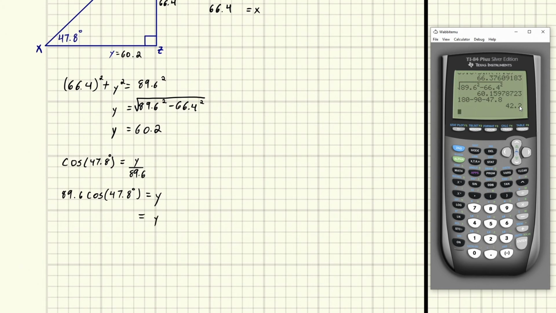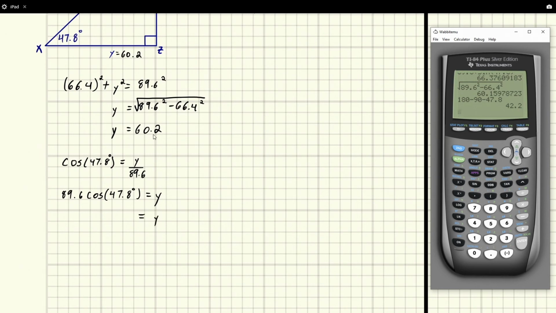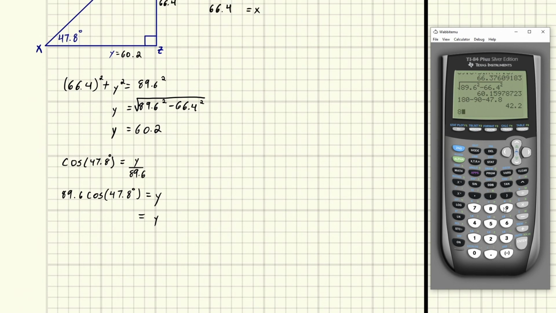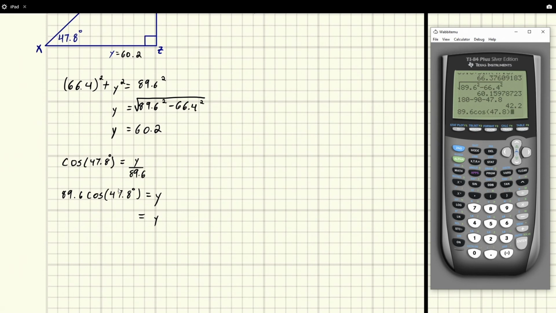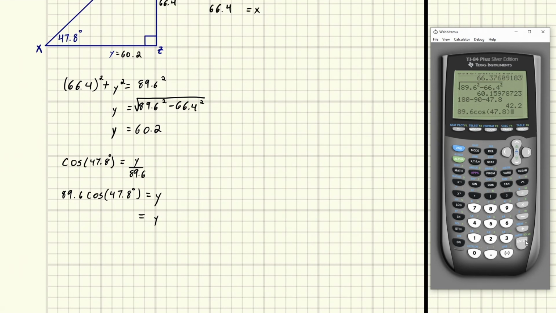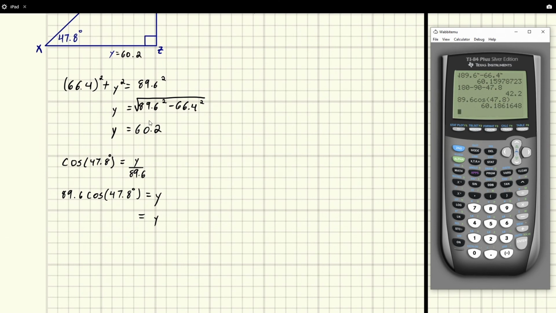So for y, we expect to get out the same thing, right? And if we do, then we're confident that we didn't make a mistake. So we're going to check this: 89.6 cosine 47.8. And if you had your calculator in radian mode instead of degree mode, it'd probably be revealed here as well. And look at that, we get the same thing. We get 60.2. We have 60.2 right here.